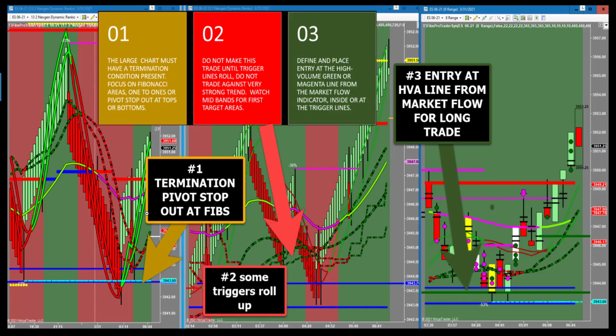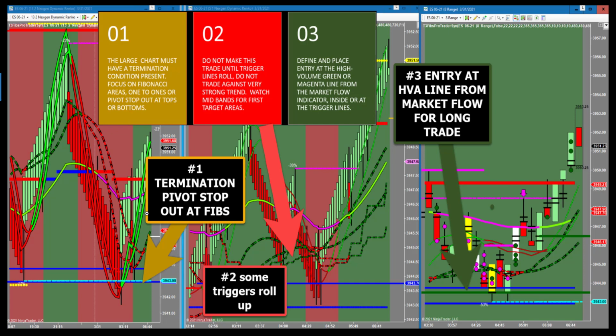Now that you have a clear understanding of the HVA trade, you will work to gain confidence in the trading rules by studying historical HVA trades, using market replay and focusing only on those trades that meet all the rules. In this example, you can see the 13-2 chart had a pivot stop out at Fibonacci support. More importantly, none of the trigger lines on the 13-2 chart were below the low of Fibonacci support when you were placing your trade to go long.